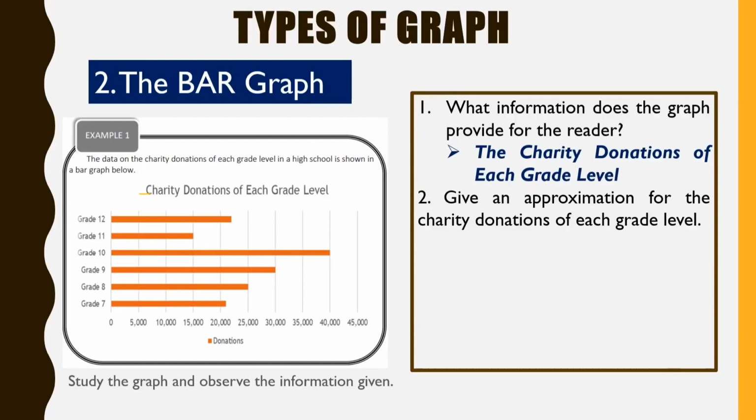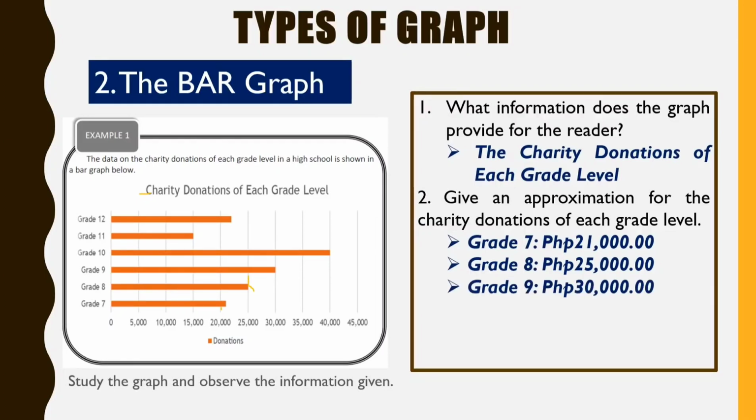Number 2, give an approximation for the charity donations of each grade level. So let's look at the graph. By the way, this is an example of a horizontal bar graph. For grade 7, it is approximately 21,000 pesos because it exceeded 20,000. This line is 20,000. It exceeded a little, so let's add a little. So it's 21,000 approximately. For grade 8, it is exactly on this line, so it is exactly 25,000 pesos.